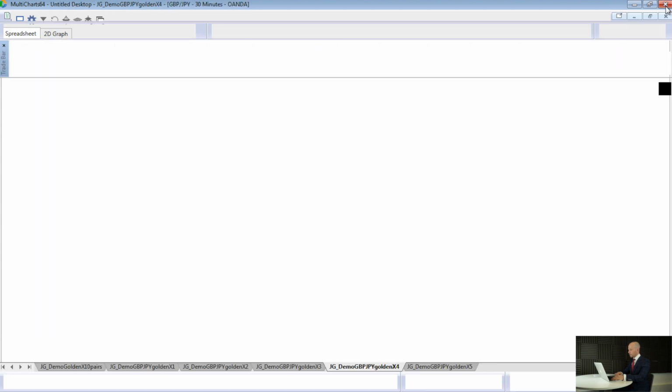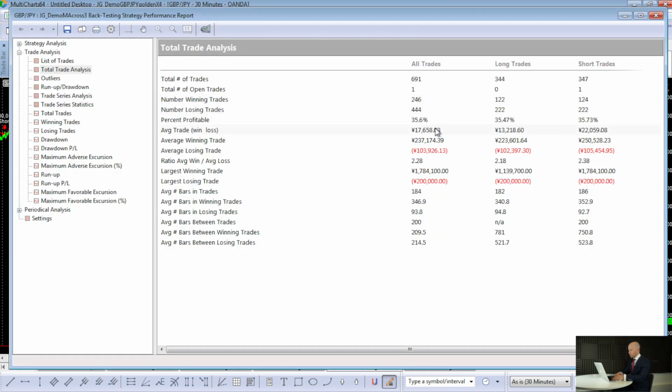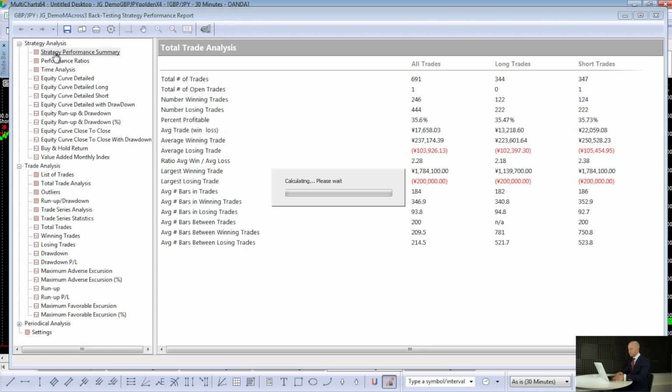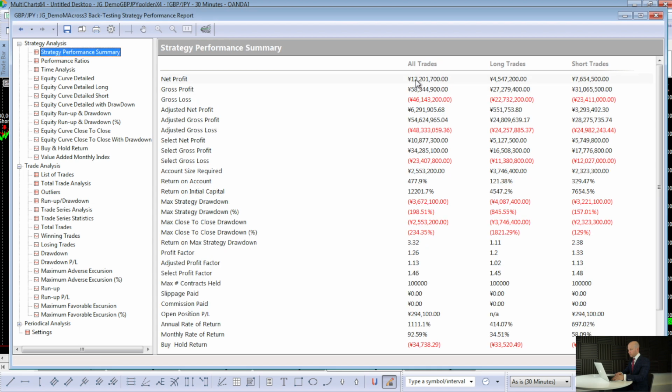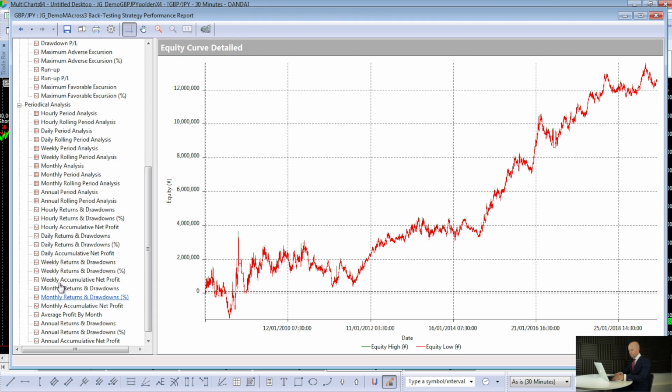So let's have a look at how that performs. We've got that higher average trade, 17.6 thousand yen. We're making more net profit at 12.2 million. And the equity curve looks a little bit better again. So this early period is not quite so sideways, and we're making new highs near the end of the data. So that's good too. Let's have a look at the annual period analysis.